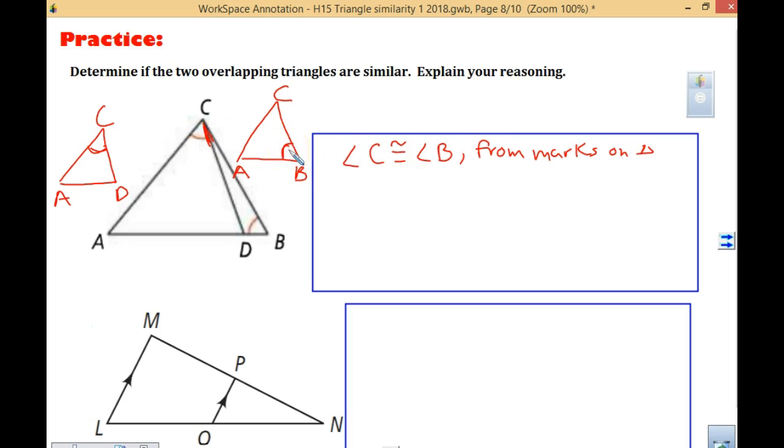Is there any other angle that you see that is the same in both triangles? Now you got to be careful for C, because this angle up here goes from A to C to B, and this one goes A, C, D. So the C angles are not the same. What other one? What other angle is the same?